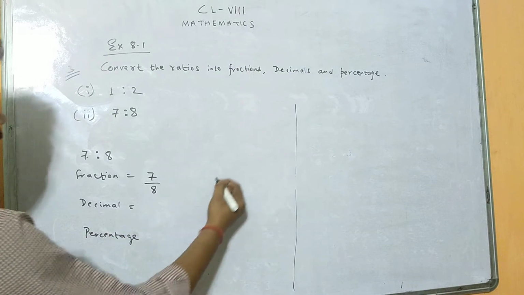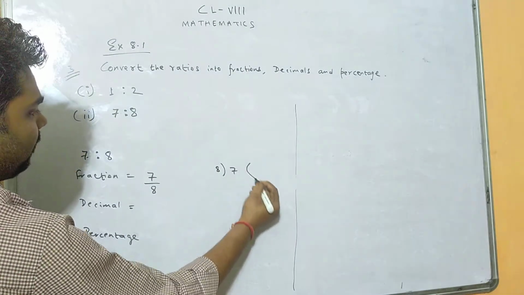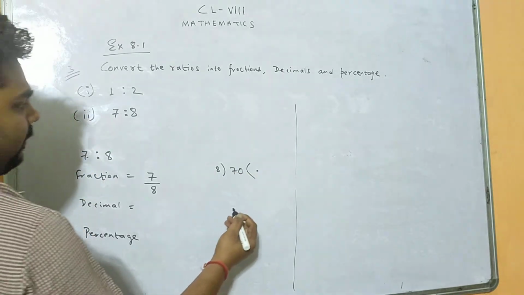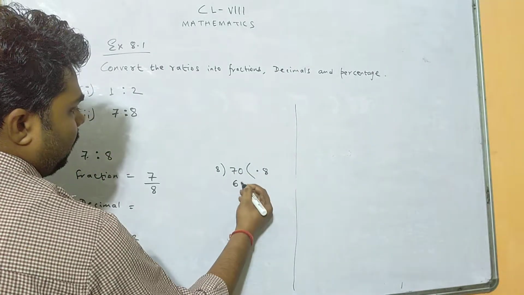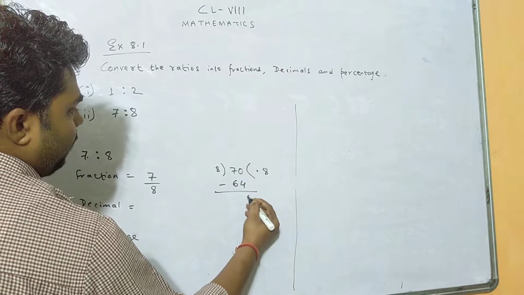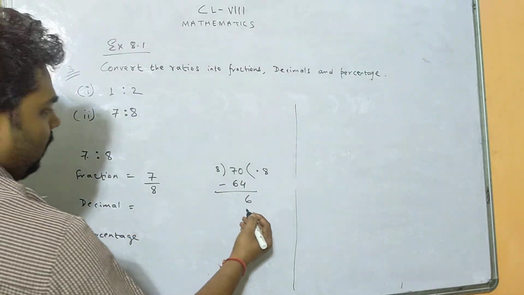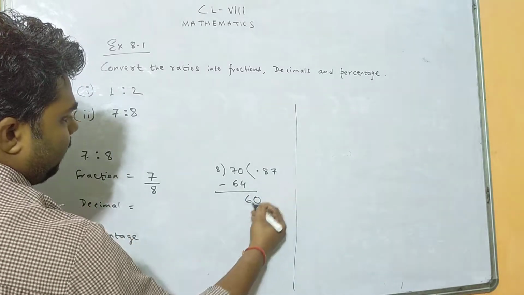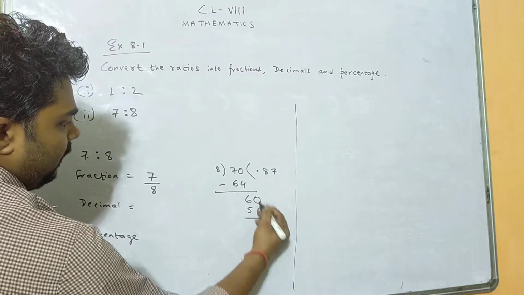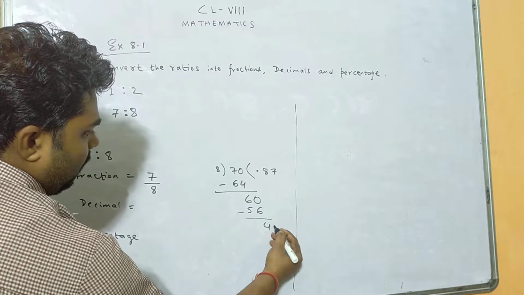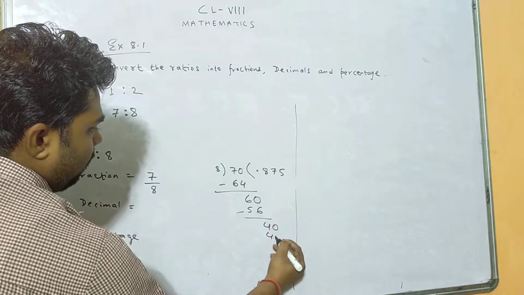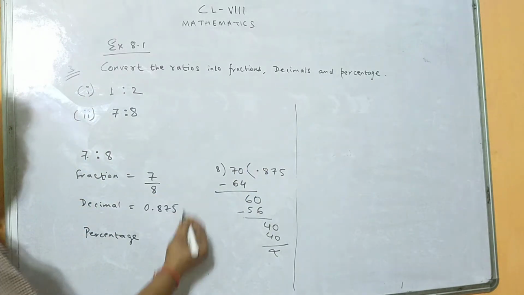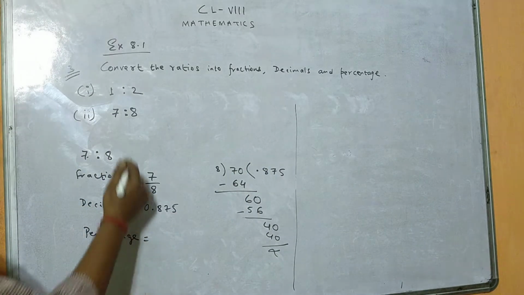What will be our decimal? For decimal, we have to divide this 0, then point. So 8 8 is 64. If you subtract, you will be getting 6 here, right? Again, if you put here 0, 8 7 is 56, right? You will get here 4, here 0, 8 5 is 40. So what will be our answer? 0.875.